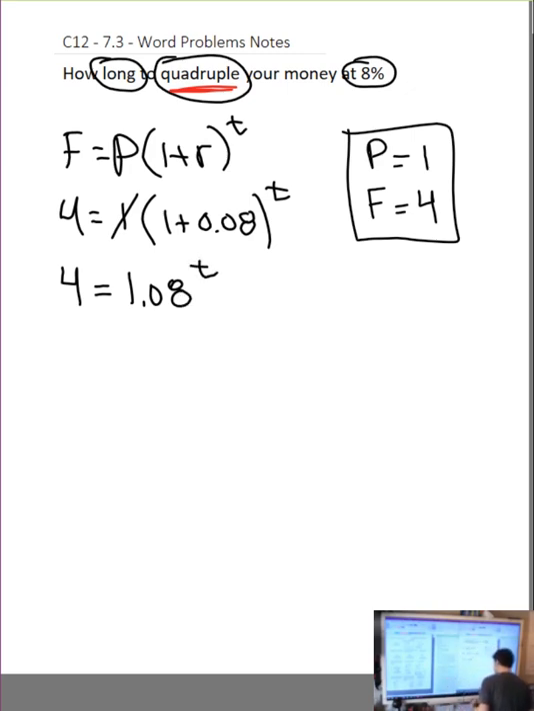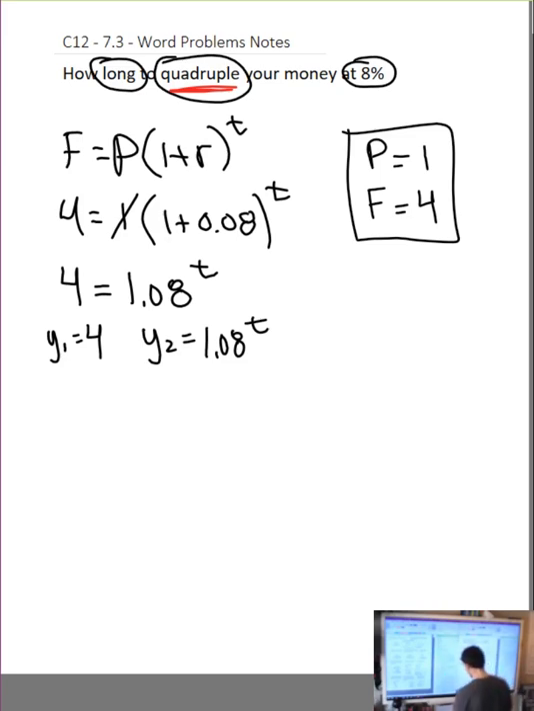So this equation is a little bit more difficult. We cannot solve this equation algebraically. We don't have any methods yet until the next chapter when we work on logarithms. So when we work on those, we'll get there. But for now, we want to apply the method where we make y1 equal to the left-hand side and y2 equal to the right-hand side. So on the graphing calculator, y1 equals 4 and y2 equals 1.08 to the t.